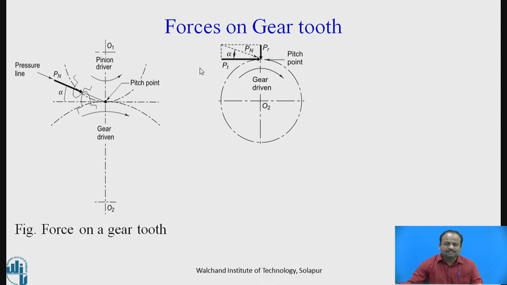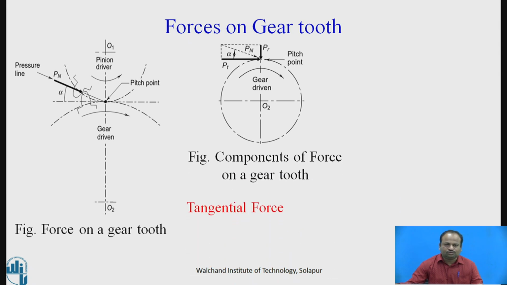Now we can see the different forces acting on the gear tooth. Here, Pt is the tangential force, Pr is the radial force, and Pn is the resultant normal force acting on the gear tooth, and alpha is the pressure angle. Now we'll see the relation between Pt, Pr and Pn. These are the components of the forces.